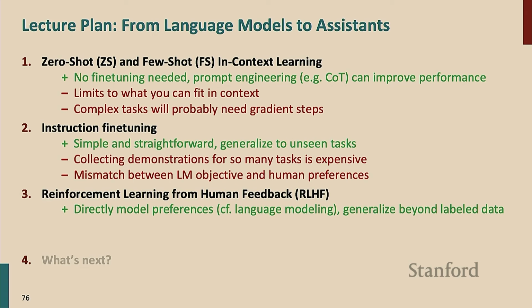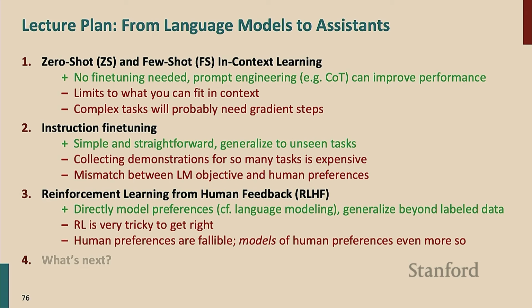So in terms of positives, here are some positives. But again, RL is tricky to get right. Human preferences are fallible, and models of human preferences are even more so.